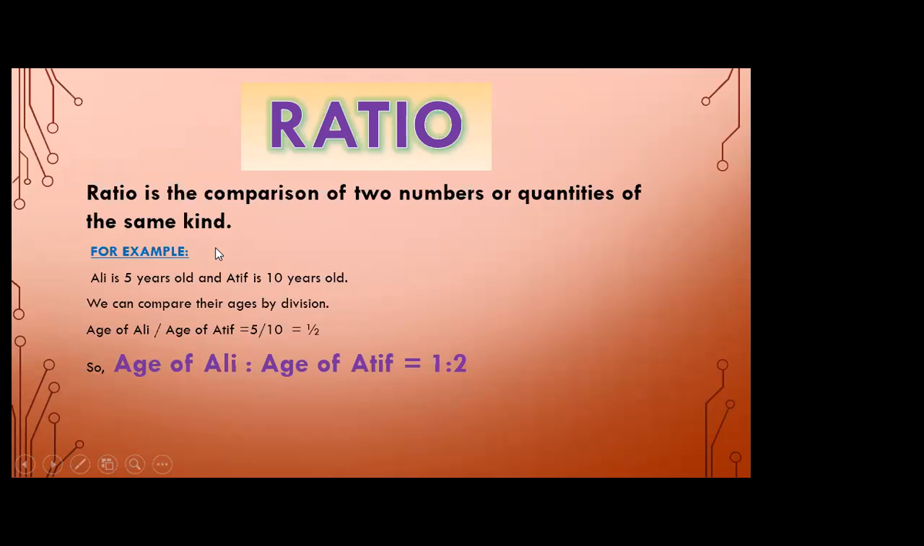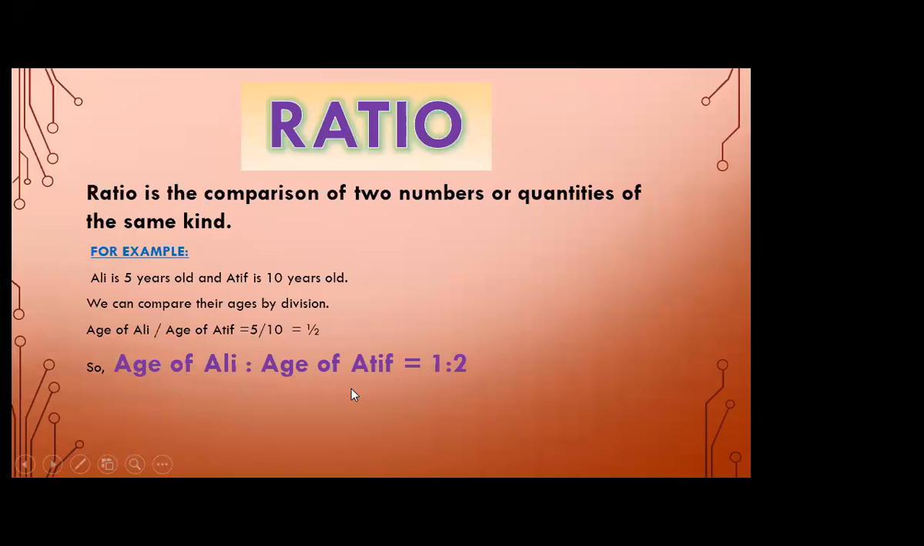So what is the ratio? Ratio is a comparison of two numbers or quantities of same kind. Now student, what is the meaning of same kind? Same kind means when we are comparing ages, if I am comparing the age of Ali, I have to compare with the age of any other person. I cannot compare age of Ali with the marks of Atif. Are you getting me? Quantities must be same.